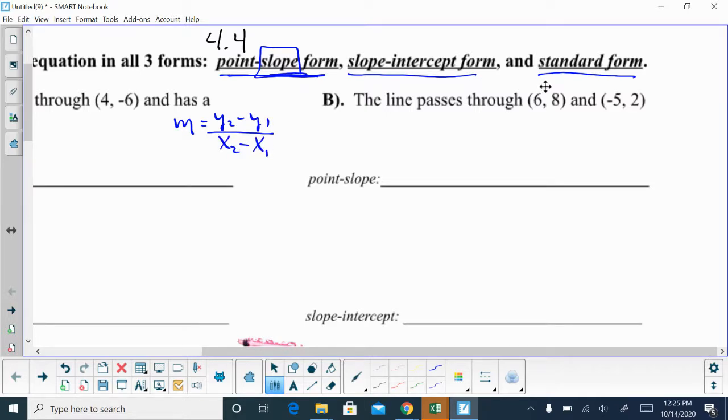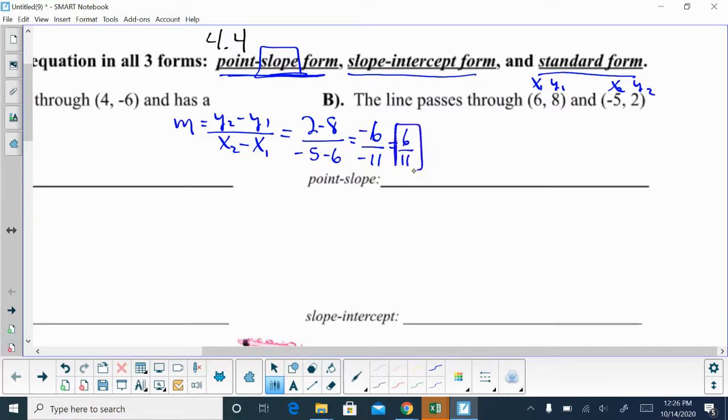Now let's designate our 2 points, x1, y1, x2, y2. I do this to help me keep from making as many mistakes. So substituting my numbers in, 2 minus 8 all over negative 5 minus 6. That simplifies to a slope of 6 over negative 11. Negative divided by negative becomes a positive 6 over 11.